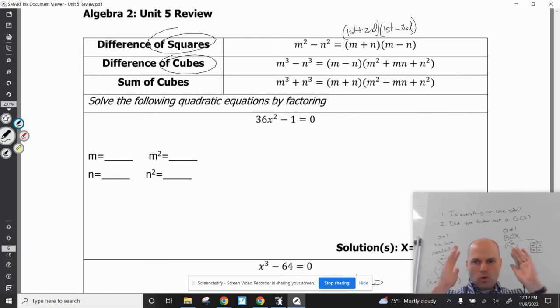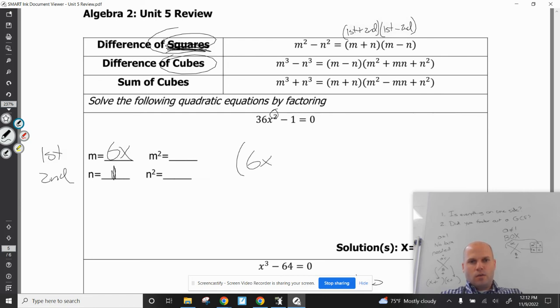So look at what you have. What do you have? Well, I see x squared, so I'm talking about squares, squares, squares. Okay? What number times itself gives us 36? 6. And then x times itself gives us x squared. What number times itself gives us 1? 1. This is what I consider my first. This is my second. First plus second. First minus second. This is correct.